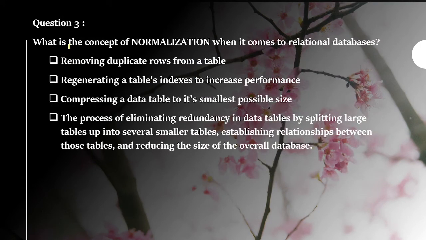The next question is, what is the concept of normalization when it comes to relational database? So in normalization, generally what happens, we are splitting our data table in a relational database into multiple tables, and then we create a relationship between them. So here the answer is the process of eliminating redundancy in a data table by splitting a large table up into several smaller tables, establishing relationships between these tables and reducing the size of the overall database. So our answer is this one.